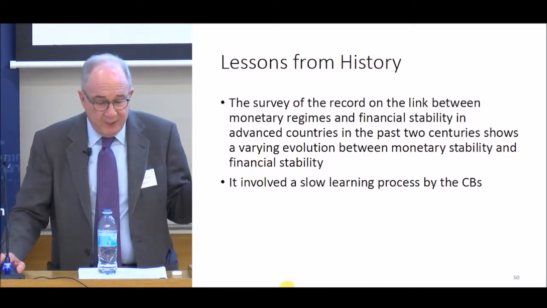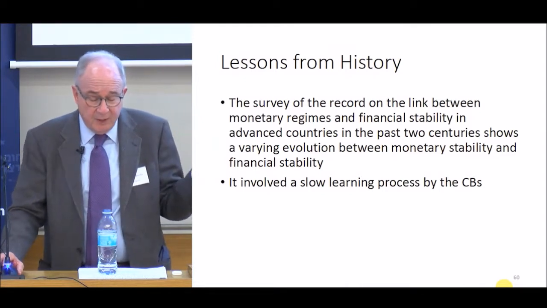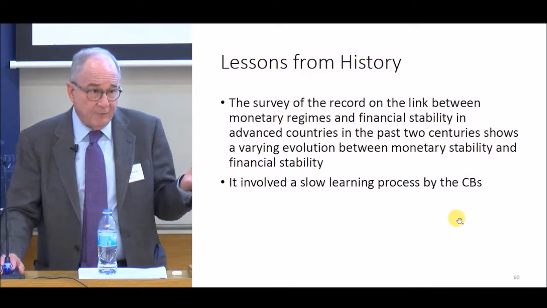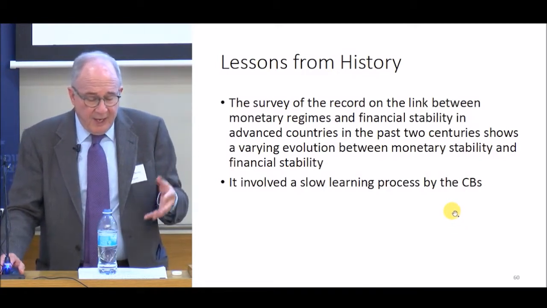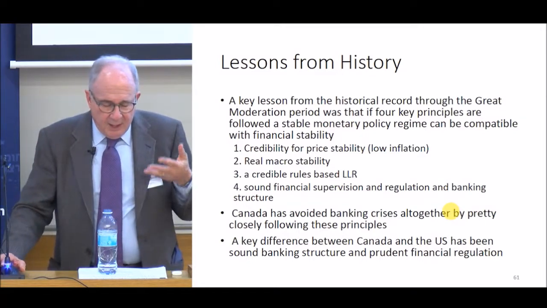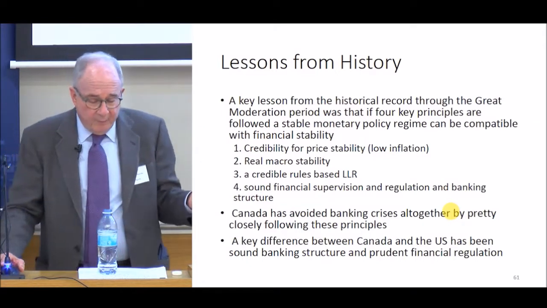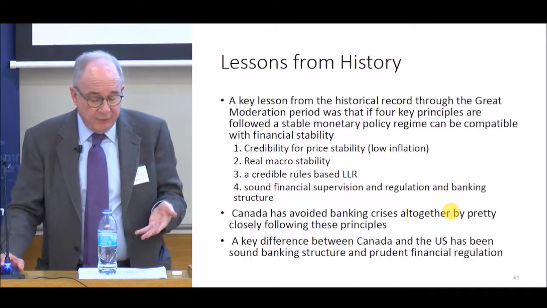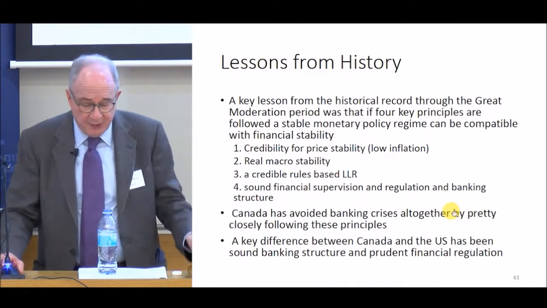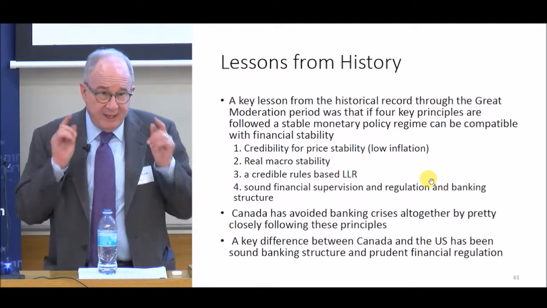What are the lessons from history? There obviously is a link between monetary regime and financial stability, and it involved a slow learning process. In a sense, there were four major lessons, principles that come out of that: credibility for price stability, macro stability, rules-based lender of last resort, and sound supervision and regulation. And there have been countries that actually did this.